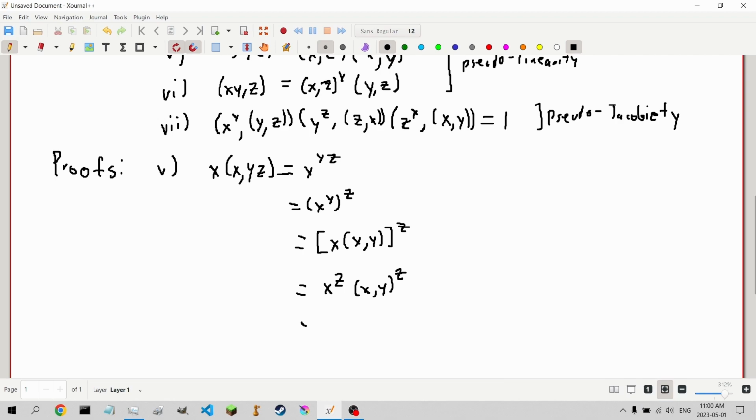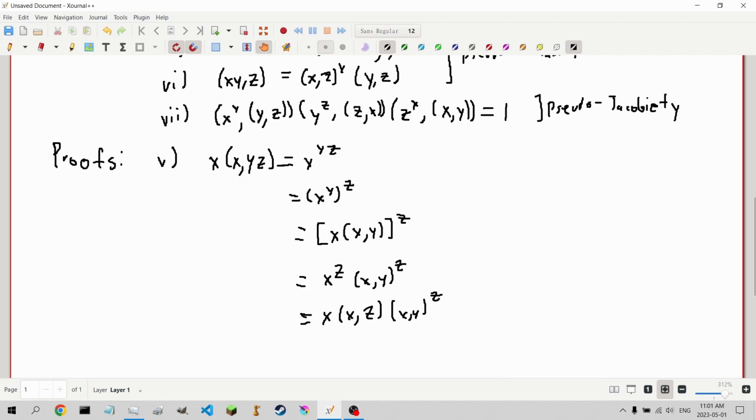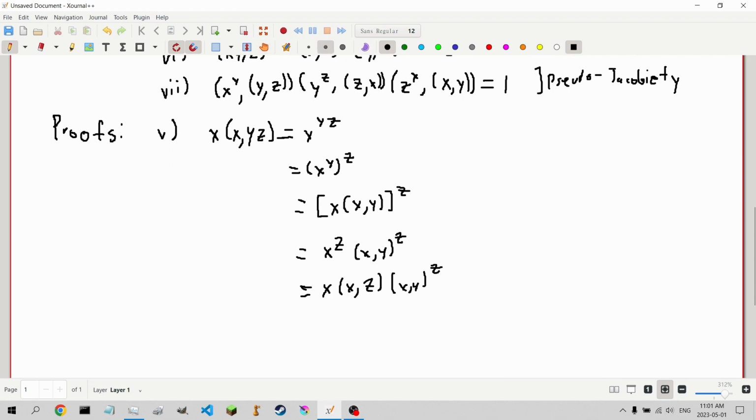And this gets us x times x, and the commutator of x with z, times the commutator of x with y to the power of z. Then we can just remove this term x on the left to get our desired result. And I guess we'll go through the other side. They have a slightly different proof here.